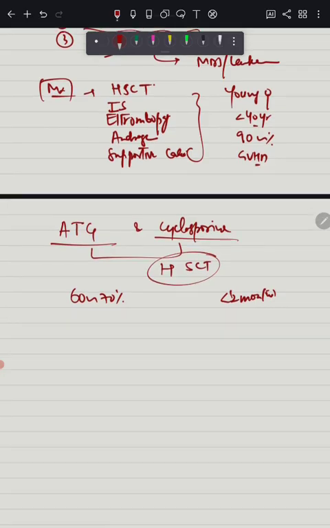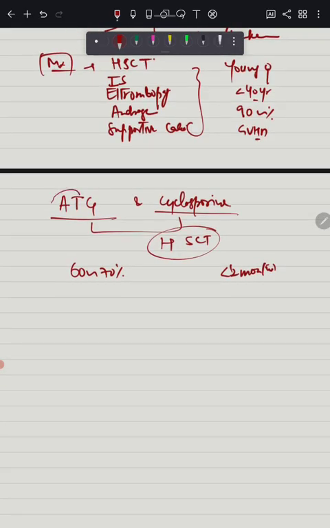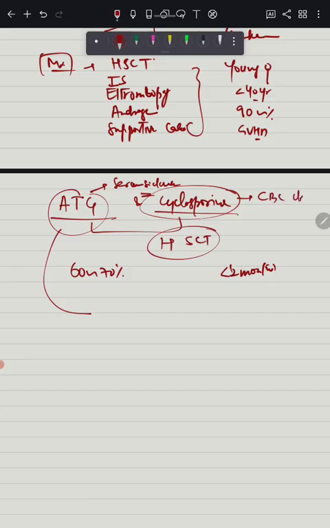And with anti-thymocyte globulin, there is a risk of serum sickness. And when you taper the cyclosporin, you have to monitor CBC closely, because this is where relapse occurs.